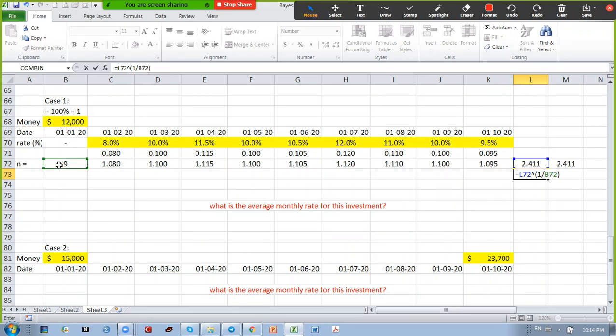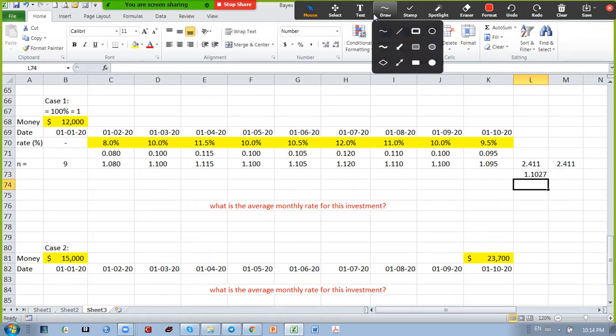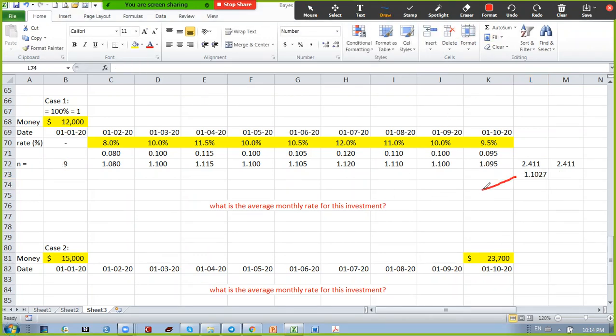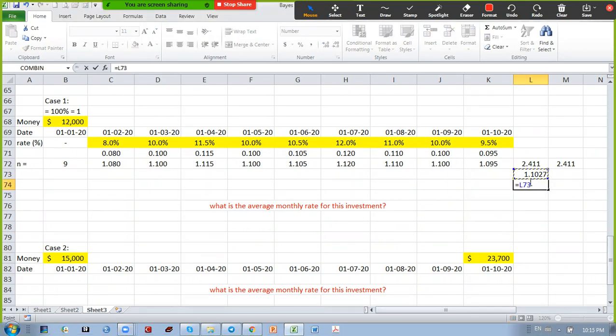Okay, this one represents 2.11. Okay, equal to that one. And then we need to take the base out, minus 1. Take the base out. And then you can multiply by 100 in order to get the percentage.